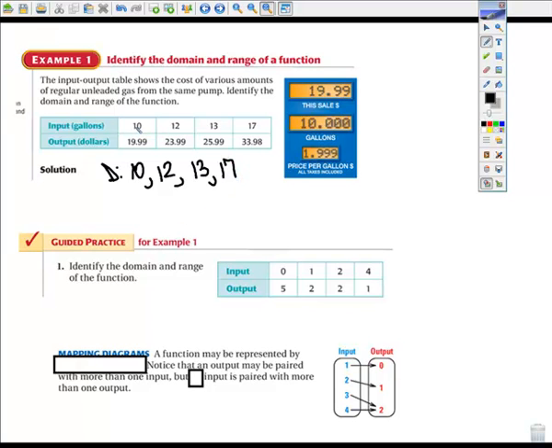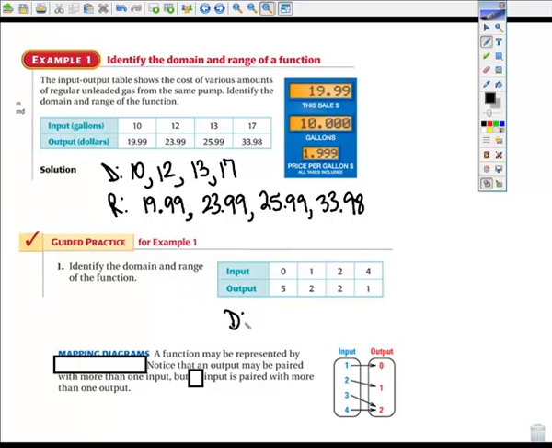And it wouldn't make sense for 10 gallons to have more than one price. That's what I'm talking about previously when I stated that each input has to have exactly one output. Otherwise, it would not make sense if this was the same pump. And my range values, in this case, the outputs are the dollars. So $19.99, $23.99, $25.99, and $33.98.